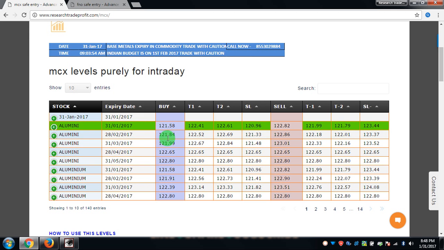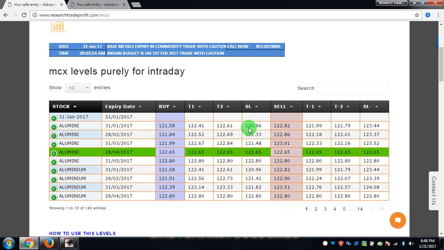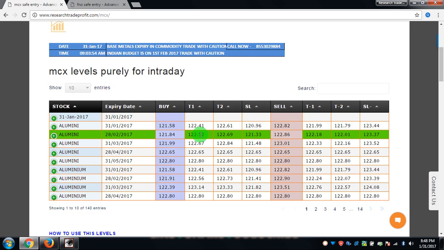And these are the levels where you have to enter a buy position, and these are the levels where you have to put selling entries. And this will be the target for the first buy call, and this is the first target for the sell call.